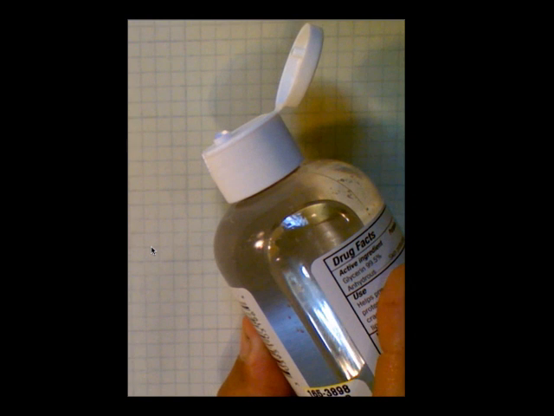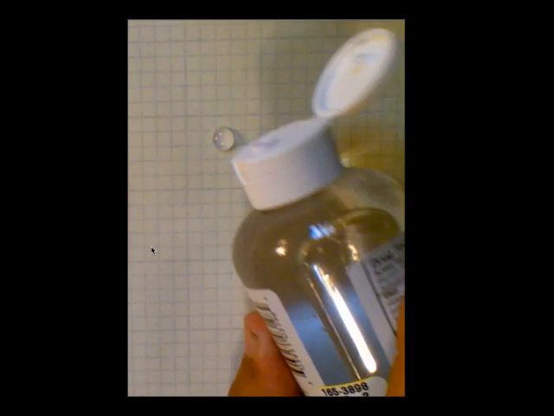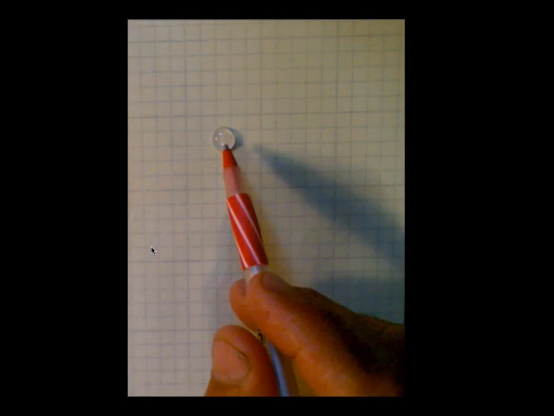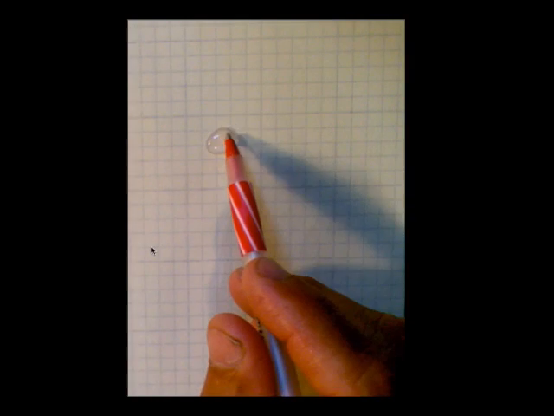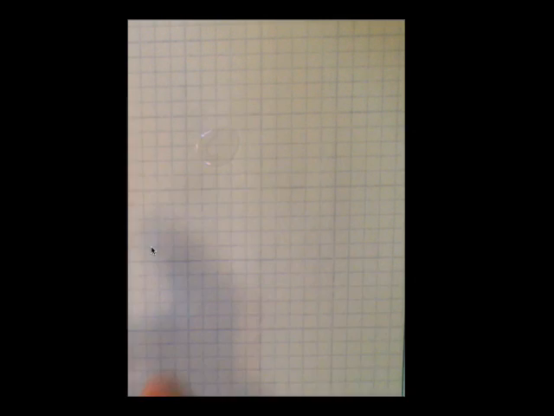So I can put some drops out on my paper. Oh, and I can observe it's a very viscous liquid, and I can get in there and play with this with a pen. Oh, very viscous indeed. I can touch this, kind of like oil, very thick fluid.